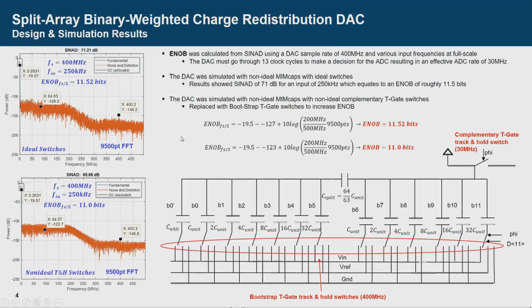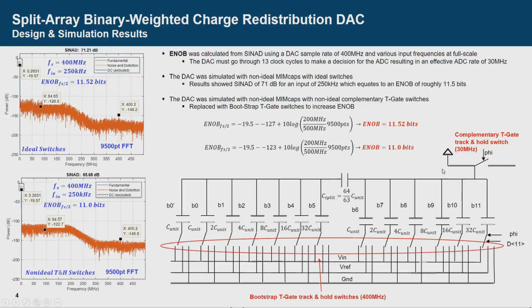So this is showing the design and initial simulation results for the DAC. The design is right here. You can see the split capacitor is roughly a unit capacitor, and it lies between the LSB array and the MSB array. You can see it is also binary weighted, and I have a dummy capacitor.